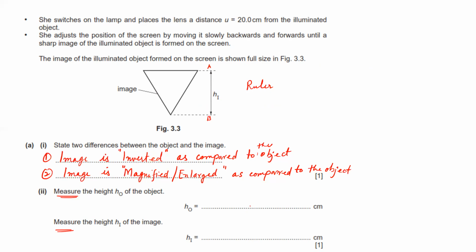When I used my ruler, and according to the marking scheme, my values are almost the same, so I use the values which are given in the marking scheme. So it says h0 is 0.9 centimeters and h1 is 2.6 centimeters.